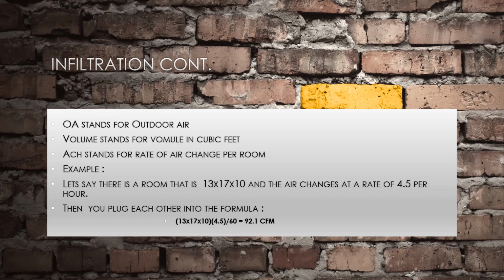For an example, let's say that there's a room that's 13 by 17 by 10, and the air changes at a rate of 4 per hour. Then you plug each of the variables into the formula. So you multiply the volume of the room by the air change rate, and then you divide it by 60. And 60 just represents the 60 minutes of an hour.